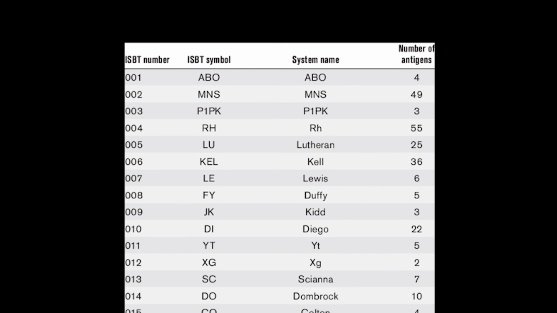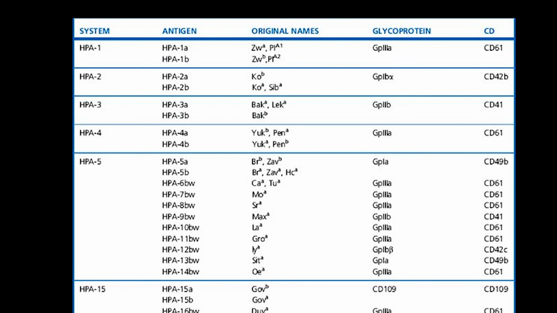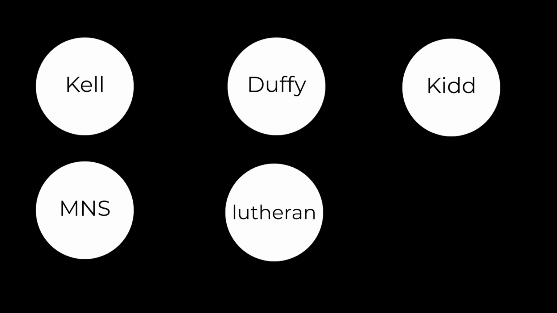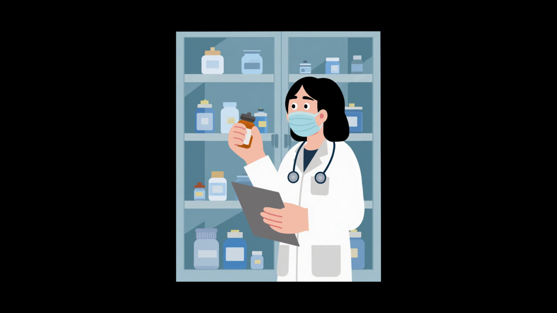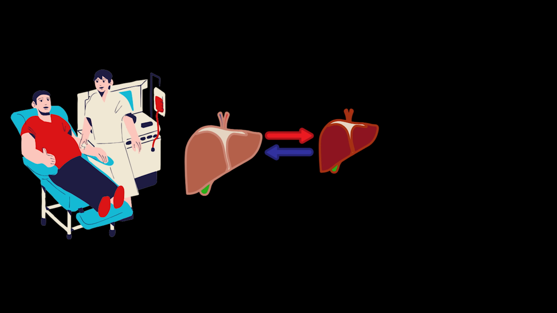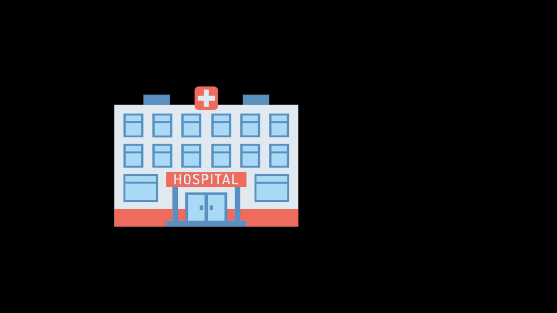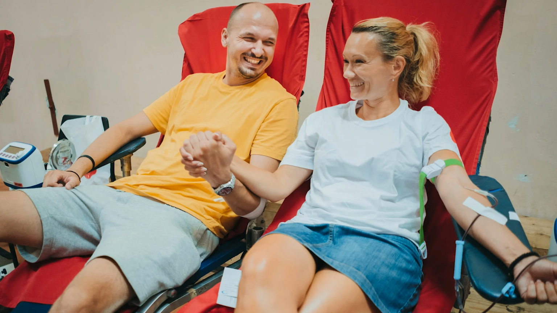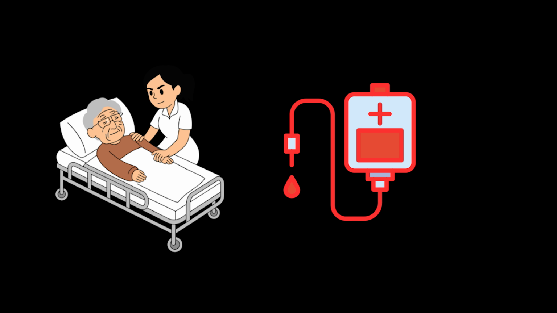In total, there are over 40 blood group systems and more than 350 known antigens. Some examples: Kell, Duffy, Kidd, MNS, Lutheran, Lewis. These usually matter only in medical scenarios like transfusions, organ transplants, or pregnancy. Most people never hear about them, but in hospitals, they're crucial. A perfect match transfusion often screens for many of these extra antigens, because a mismatch can activate the immune system or reduce the lifespan of transfused red cells.